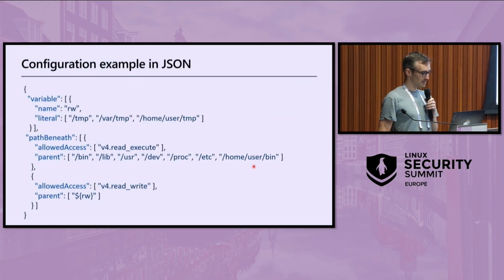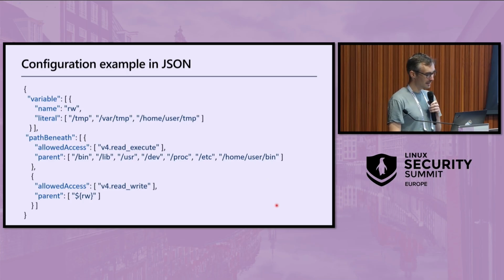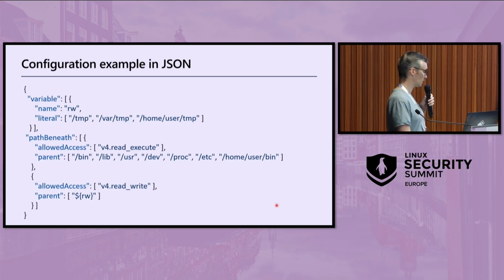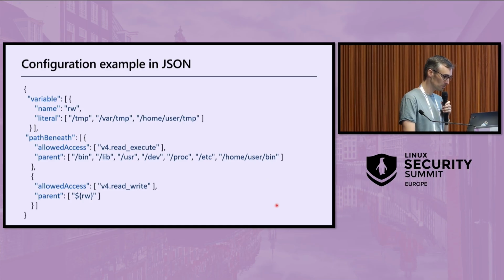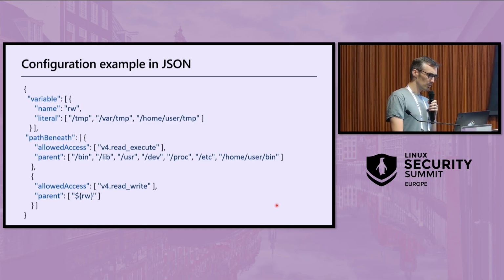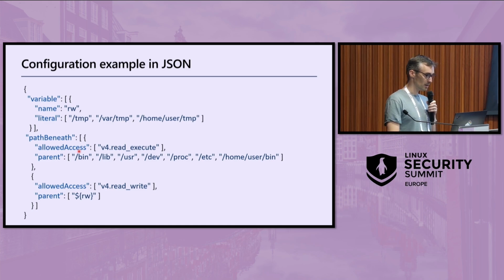Okay, so now let's take a look at what it might look like. So here is the JSON format of a simple configuration. The main part here is to define a set of access rights, which is in this case to be allowed to read and execute a set of file hierarchies defined here. So this is kind of hard-coded into the configuration file.